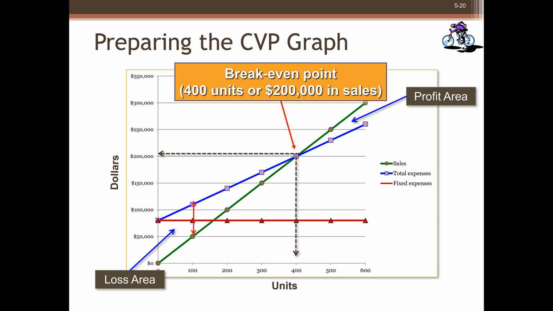On the right-hand side, the green line is total sales and the blue line is total expenses. Total sales are more than total expenses, so this is the profit area. On the left-hand side, total expenses are more than total sales. This is the loss area.